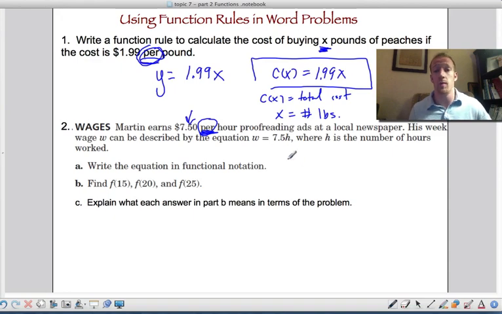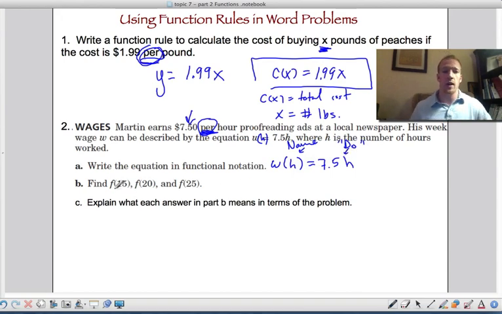All right, so this is really wicked easy. All you got to do is just say, instead of w, it's w of, and not x here because that's not the variable we assigned. We assigned h, so it's going to be w of h. So w of h equals 7.5h. All right, so this is just, remember, the name, and this is what we do.